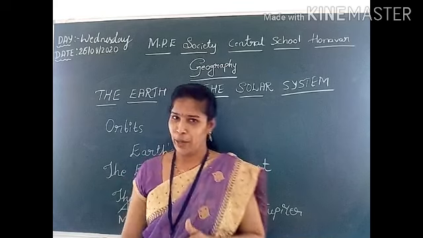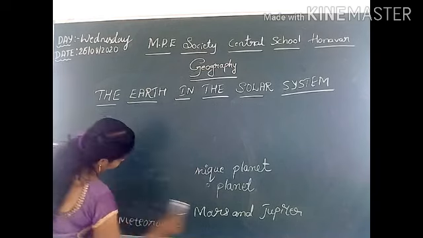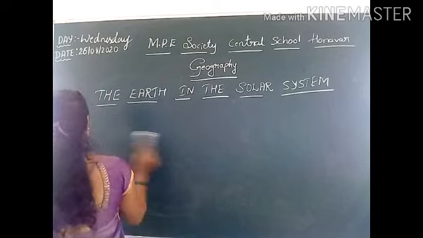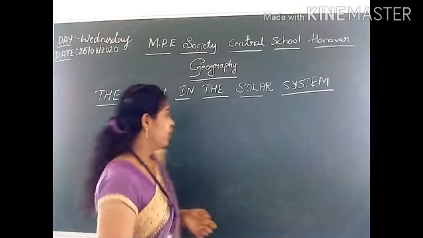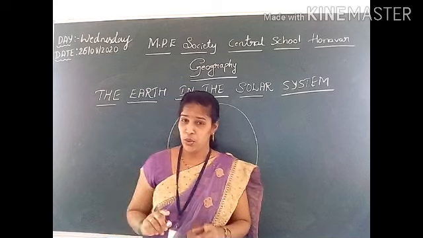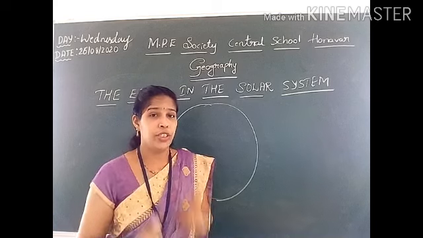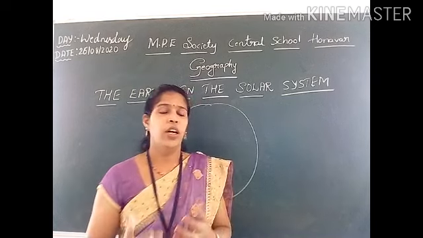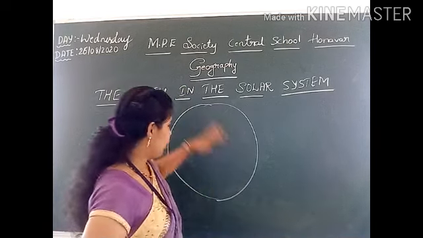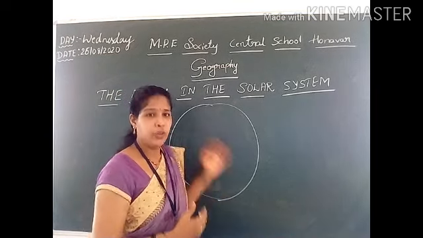Now let us understand about the universe and galaxy. Dear students, it is difficult to imagine the size of the universe. It is not at all possible to know how big the universe is. So it is very difficult to know the size of the universe, right? Scientists are still finding out about the universe.